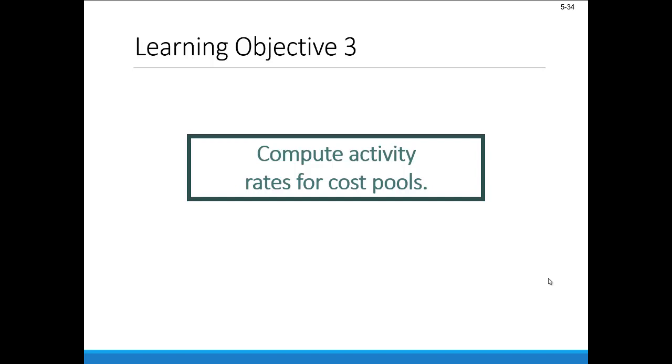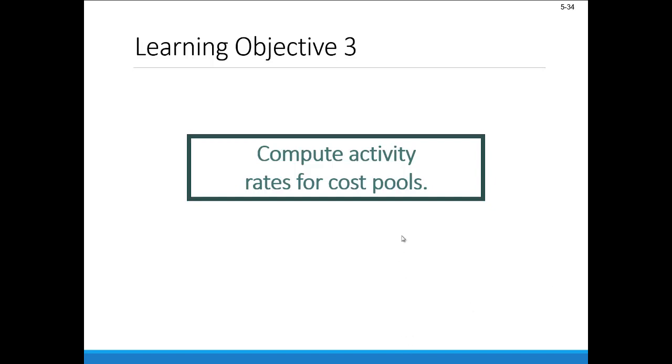Welcome back, everyone. This is the second discussion video for Chapter 7. In this video, we're going to calculate some activity rates for our activity cost pools in our ABC system. We'll also get those costs assigned to products and customers and come up with some customer and product margins.